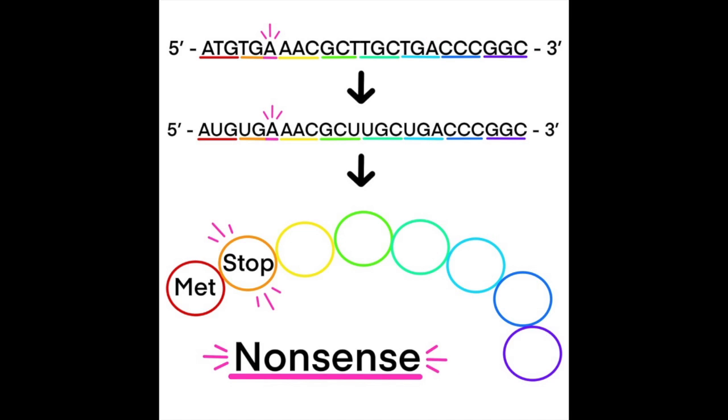The third type is known as a nonsense point mutation, which is sort of the opposite of a read-through in that a codon for an amino acid is mutated into a stop codon. In our example, if we look at the second codon of the sequence, a transition mutation from G to A would change the UGG, which normally codes for tryptophane, into UGA, which is a stop codon.